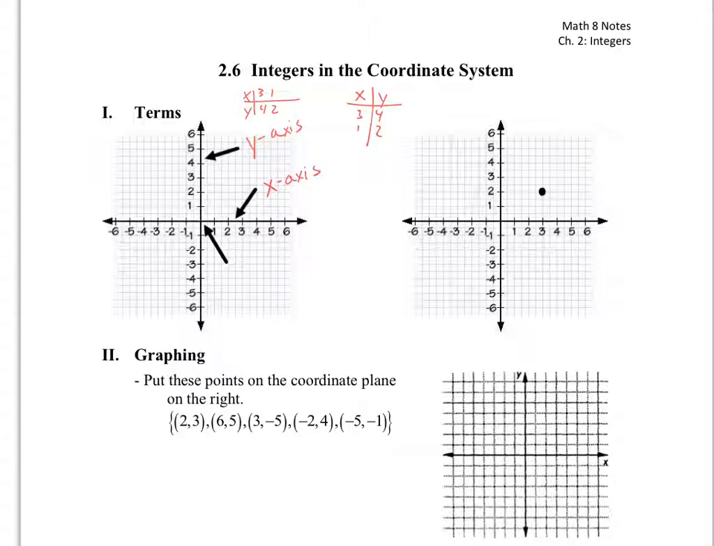And the other way that you'll see them is maybe what we call an ordered pair. So 3, 4. The x value is first. So x is always first.